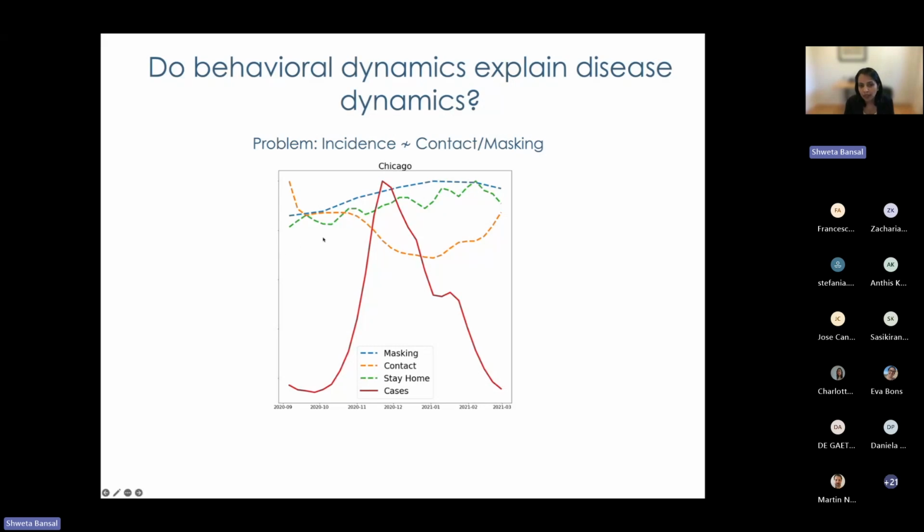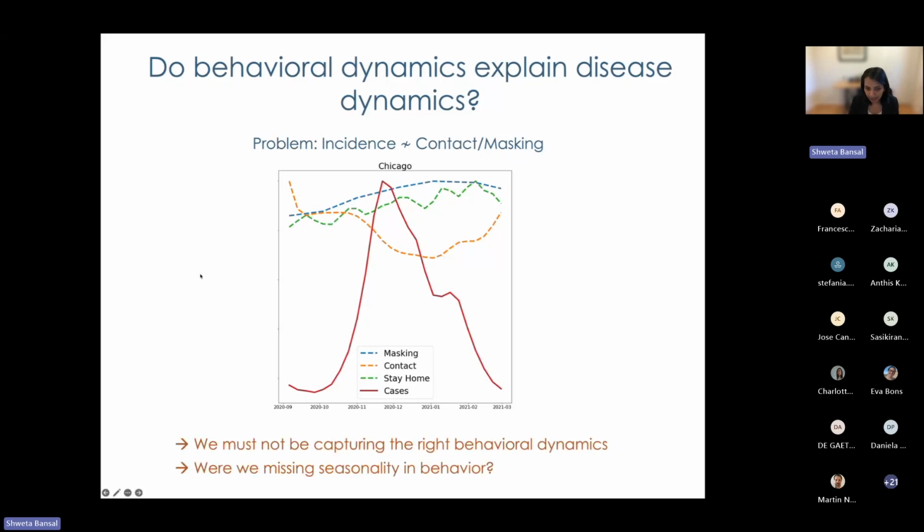What we find when we look at the time series for different behavioral estimates, masking, contact, the proportion of people staying home, is that leading up to the surge in cases, there's really not a big shift in behavioral dynamics. And this was, of course, surprising to us, because if behavior is critical to infectious disease transmission, there should be something that predicts when and why a surge happens. And so we figured there's probably something we're missing here.